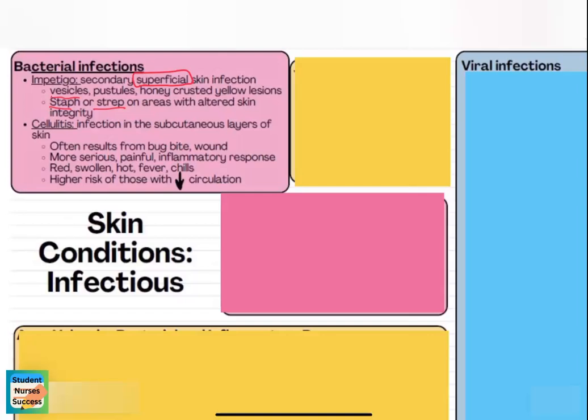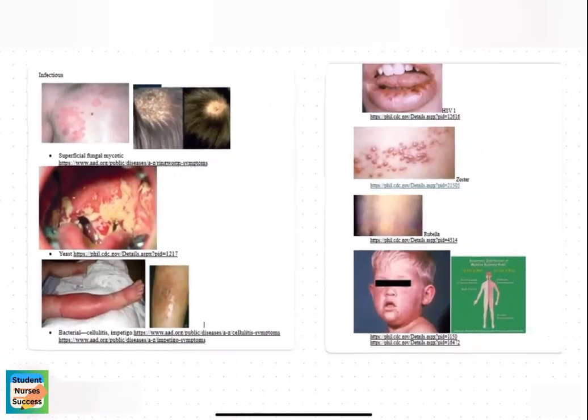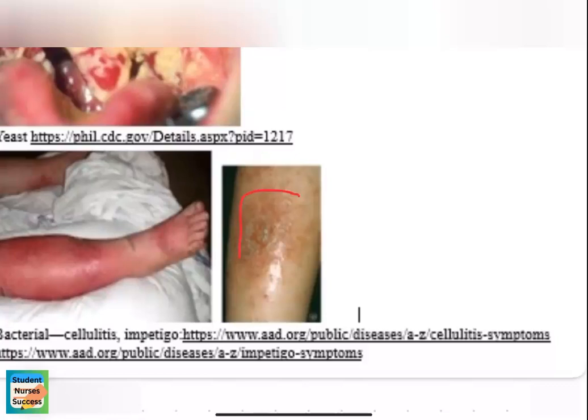So let's look at a picture of impetigo. Where did I hide it? Oh, there we go. That's not real clear, but you can see impetigo on this individual's leg. You can see this yellow crusty stuff right there with that purulent drainage.